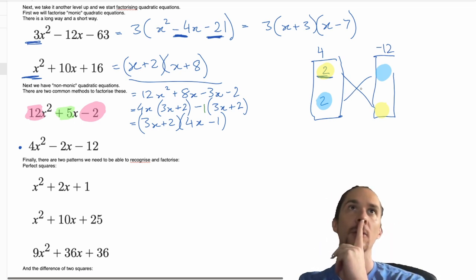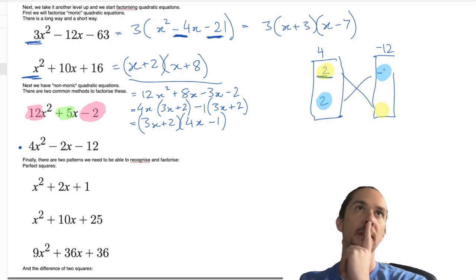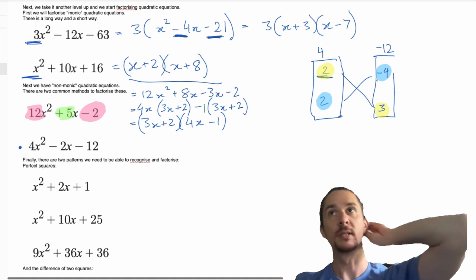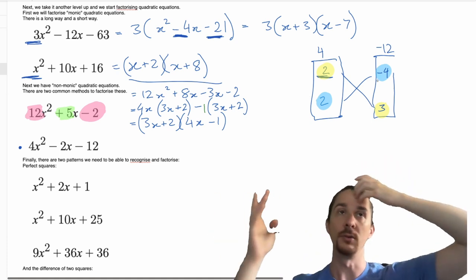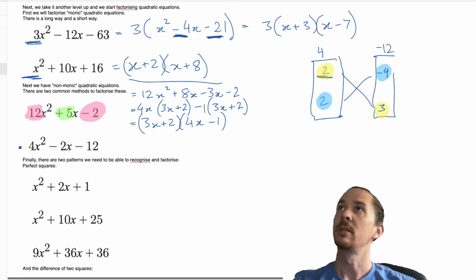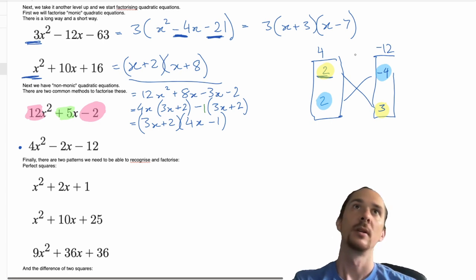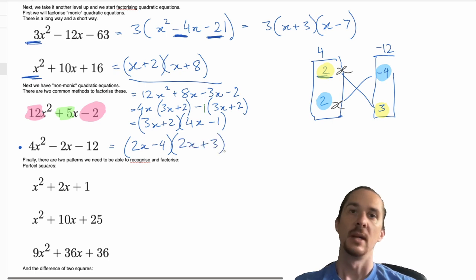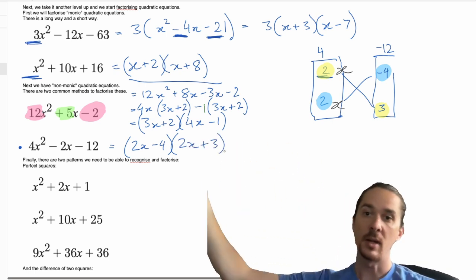And we need the bigger one to be negative. So I'm going to say negative 4 and 3, right? So 2 times 3 is 6, 2 times negative 4 is negative 8, 6 plus negative 8 is negative 2. Now, the way we turn this into our answer is pretty straightforward. We're going to put an x here and an x here. This is a negative, this is a positive. So our answer is going to look like this. 2x minus 4, 2x plus 3.